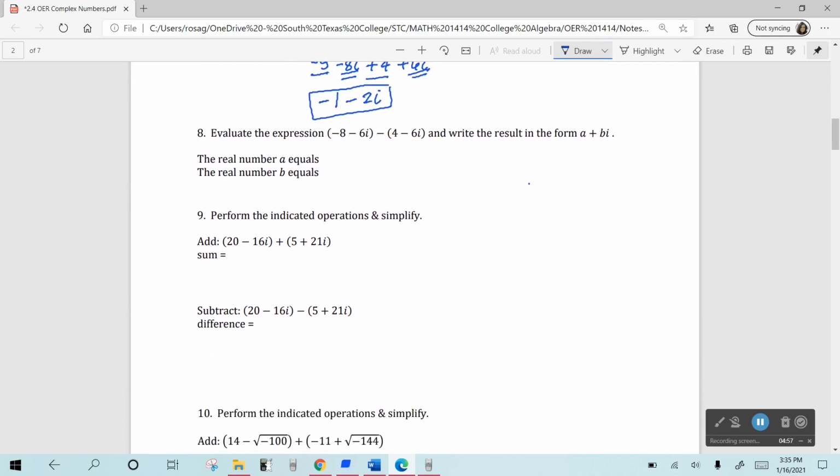And this one, they ask us for the A and B. So we still solve it and then just write the numbers. So again, this one is going to change the signs here. So it's going to be negative 8 minus 6i.